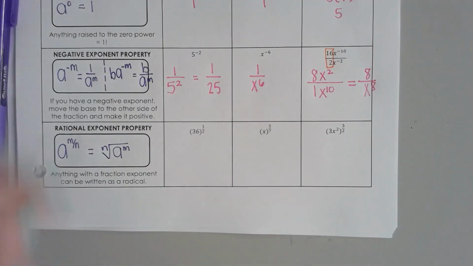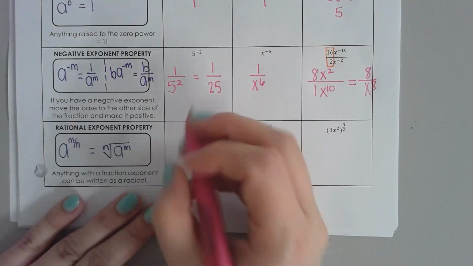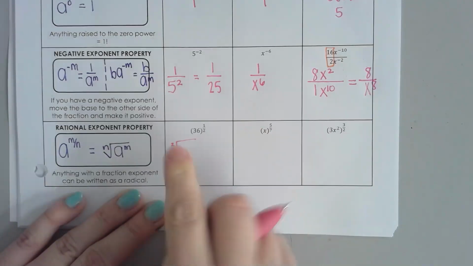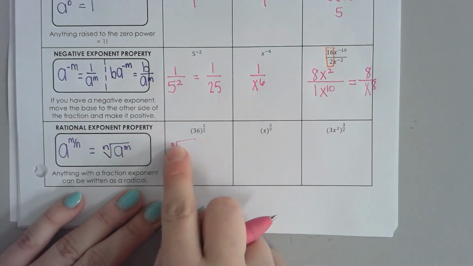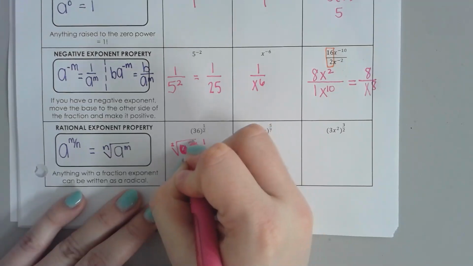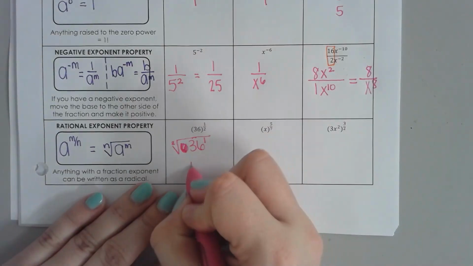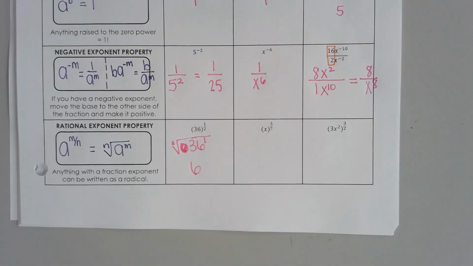So 36 to the 1/2 power. What type of root is this? It's a square root. You don't necessarily need to write the 2. So it's a square root of 36 to the 1st power. And what's the square root of 36? Just 6. If you type in 36 to the 1/2 power in your calculator, it'll give you 6. If it was the 1/3 power, it would be the cubed root.